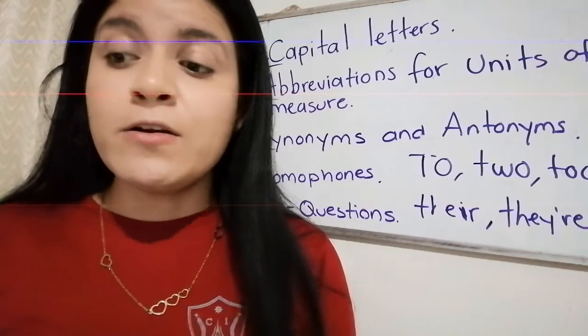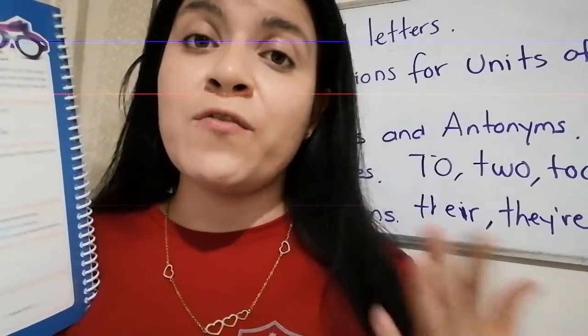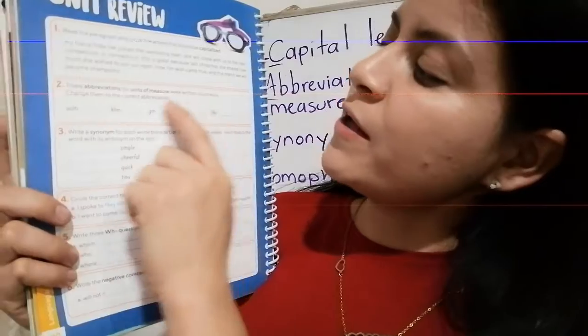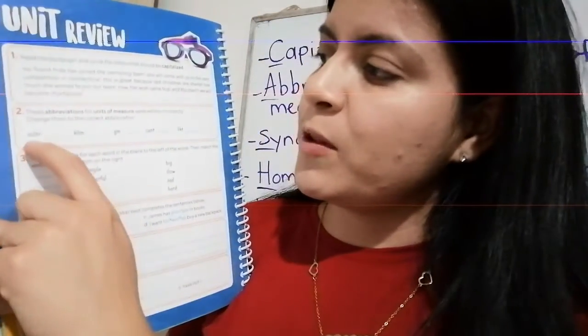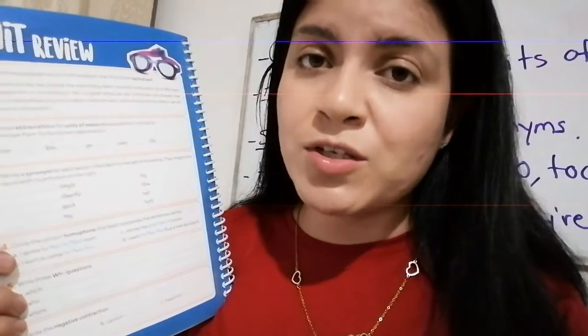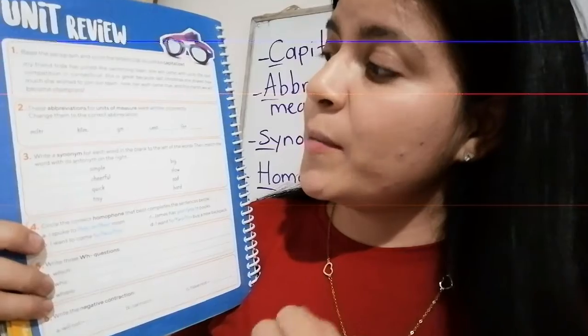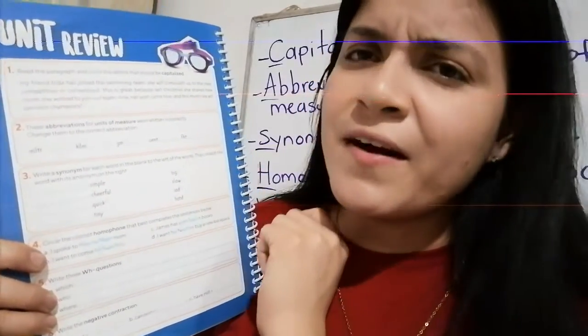So, here the exercise that you have to do, guys, is to write the abbreviation of measure. The ones that are here are written incorrectly. You have to correct them. For example, millimeter. Do you remember millimeter? The abbreviation of measure of millimeter. Kilometer, gram, centimeter, and Fahrenheit.